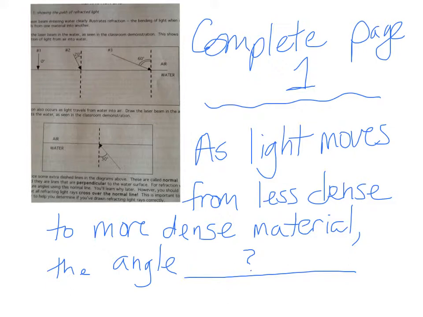And the question you need to ask yourself is as light moves from a less dense to a more dense material, so for example like from air into water or air into glass like we did with this lab, what happens to the angle? Does it get bigger or smaller? And that will help you to complete the drawings here on this page. So make sure you have page 1 completed.